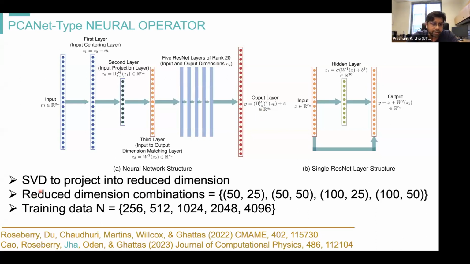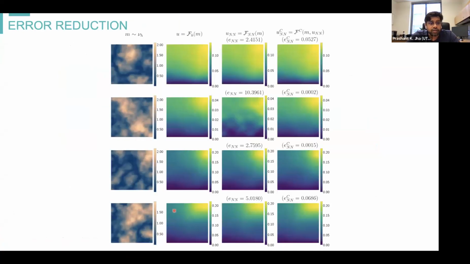Okay, and as I said, we use SVD to project into reduced dimensions, and I consider combinations of input and output reduced dimensions. So 50 is the input dimension, 25 is the output dimension. And I consider different input-output combinations of those dimensions. And I also consider different numbers of training data. So let me now give you a sample of errors.